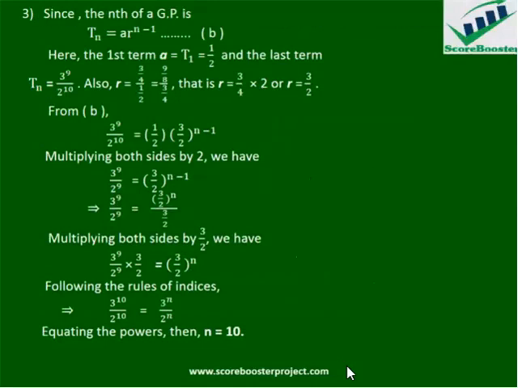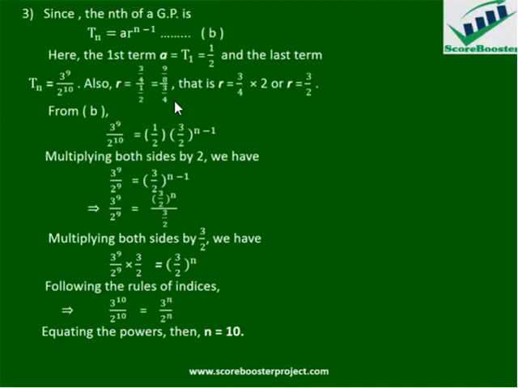Now we move to the third example. Here, we are given the first term of that particular geometric progression to be half. And the value for the term we are to look for, that is the last term, is given as 3 raised to the power 9 over 2 raised to the power 10. But we don't know which term we are in, but we know the value of that term is 3^9 over 2^10. And the sequence is 1 over 2, 3 over 4, 9 over 8, and so on.